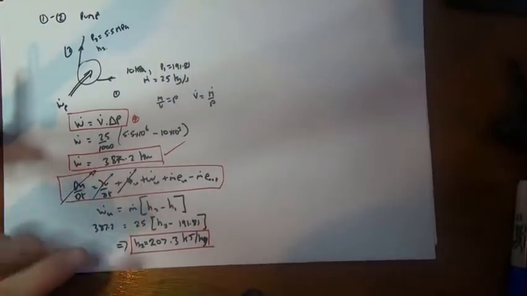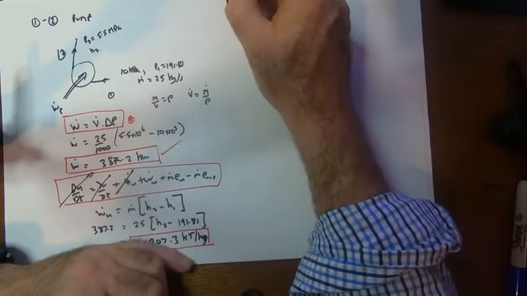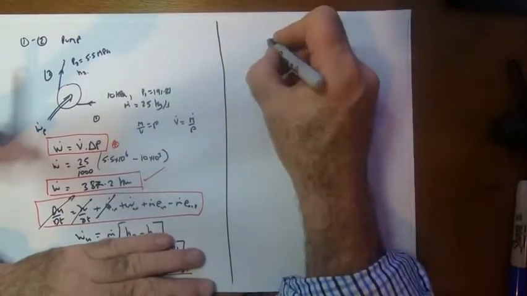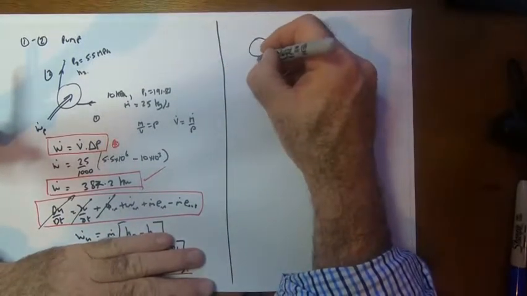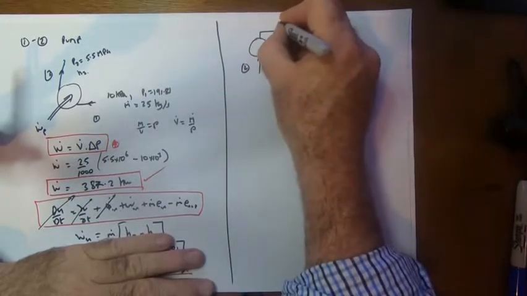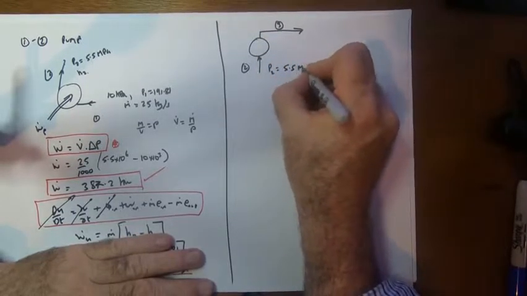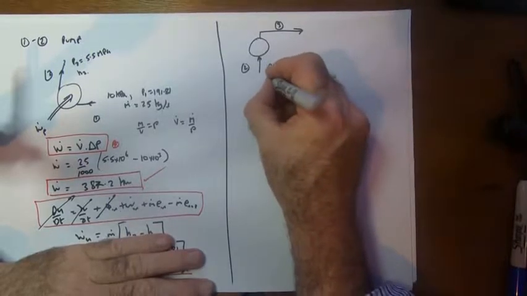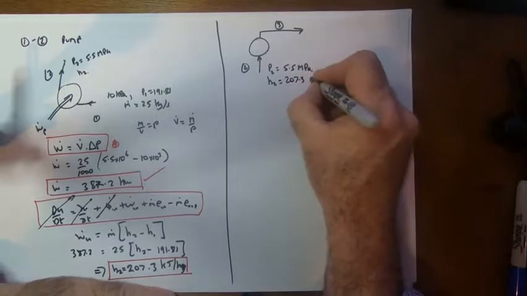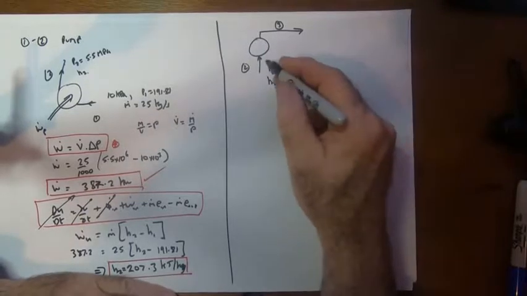We've got the work into the pump, which is one of the questions they ask at the end. So let's move on to the next component. So what we've got next, we have the boiler. So we can draw a picture of the boiler. We've got our compressed water coming in and then our steam coming out. So this is state 2, this is state 3. No harm in putting the data we have, 5.5 megapascals here for the pressure, we know h2 as 207.3 kilojoules per kilogram.